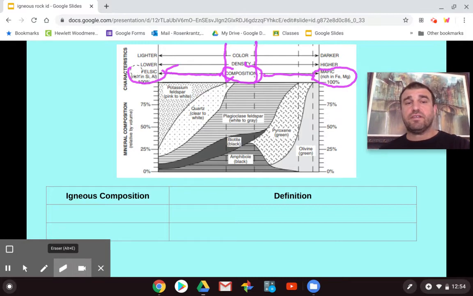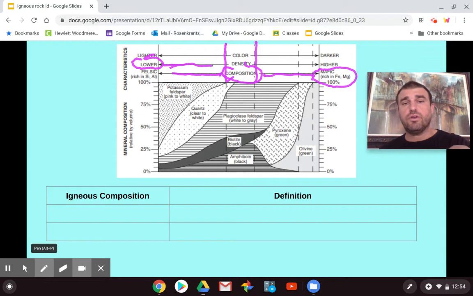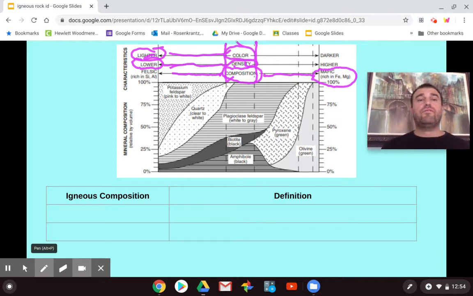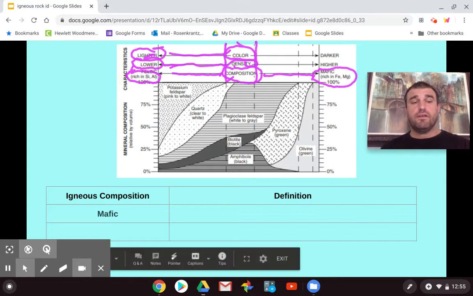And felsic, the definition is right here. So a felsic rock, well, what word is above it? Lower density, and that says lighter color. So felsic is a lower density, light colored igneous rock. And then let's see what's written in parentheses here. Rich in silicon and aluminum. So just by reading the chart, it gives you the definition of felsic.